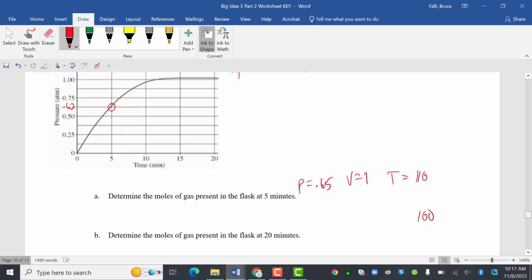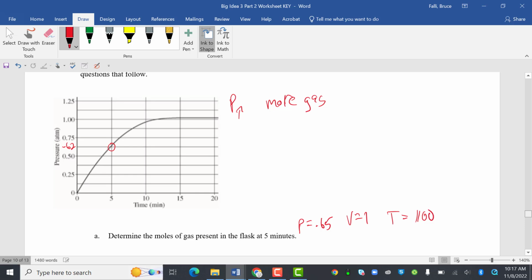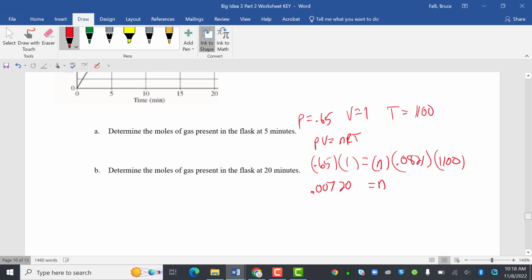So moles of gas. I don't need a special equation, I just need PV equals nRT. So PV equals nRT. 0.65. Oops, I wrote 0.55. Volume is 1. Solving for n. R is 0.0821. T is 1100. n is 0.65 times 1 divided by 0.0821 divided by 1100. I get 0.00720 moles.